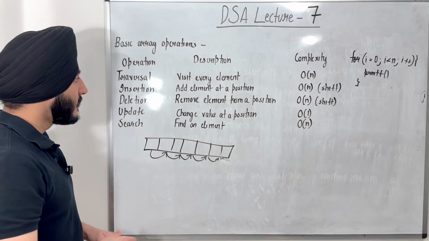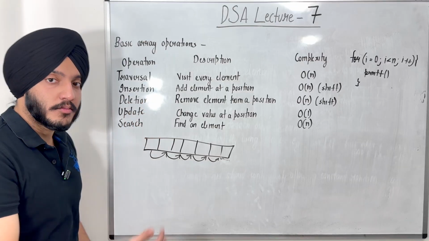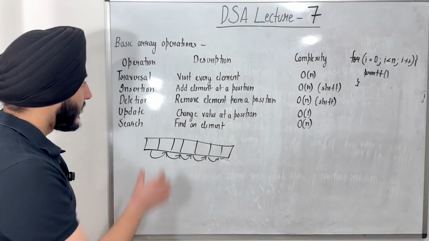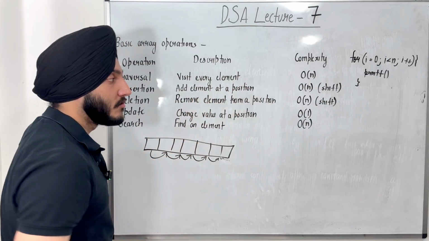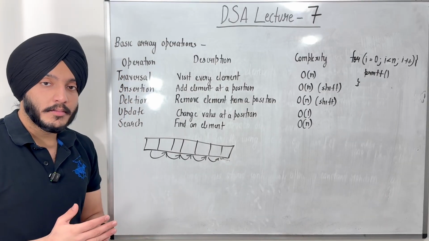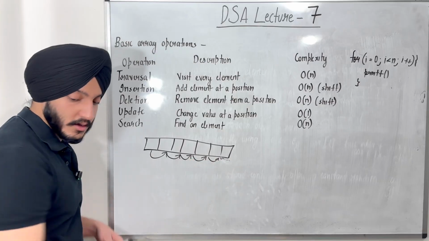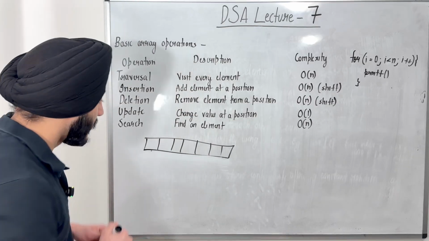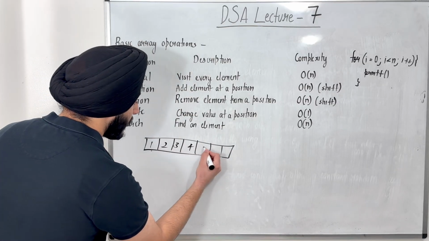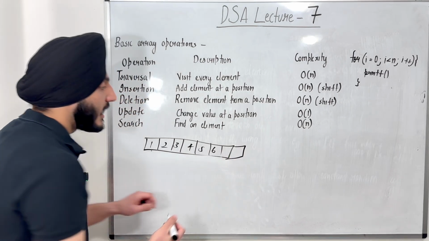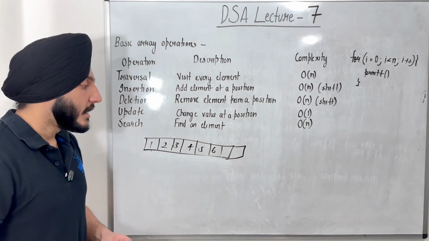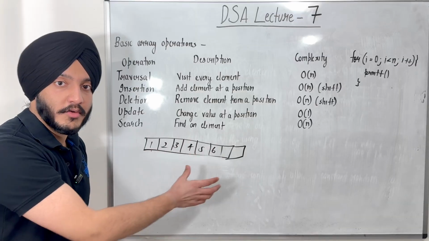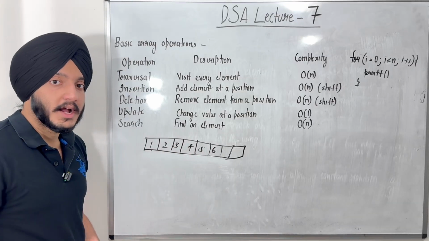Now let's move on to the next one. Insertion and deletion are a bit more complicated than the other ones, but still they're super easy to understand. Insertion basically means adding an element at a position. One example could be, let's say you have an array which stores multiple values: 1, 2, 3, 4, 5, 6. I'm going to assume that I have extra space left at the end. Let's say I'm storing these numbers and now I want to add another number into this list at a certain position. How would I do it?